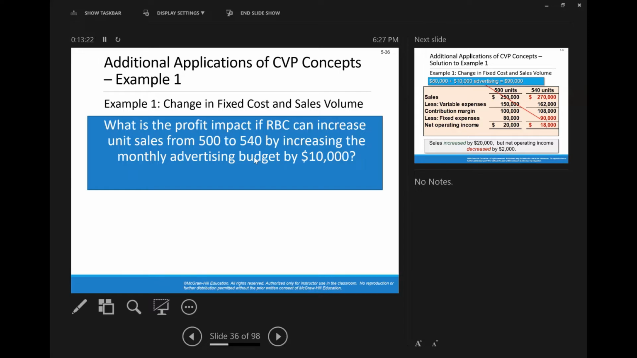So where do you think the 10,000 is going to go? As part of what? Of variable or fixed? Fixed. We're going to add it to the fixed. So now our fixed, instead of being 80, we're increasing it by 10, so it's going to be 90.